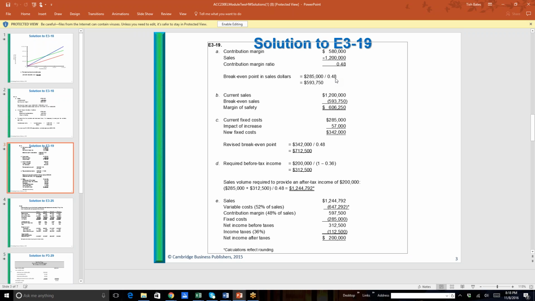Does that make sense? Yes. And then that's going to give you what your sales volume has to be in order to hit that after-tax income of 200,000. So basically, it's taking the problem and saying, okay, work back into this. How do you work back into this given these inputs, right? Yeah.